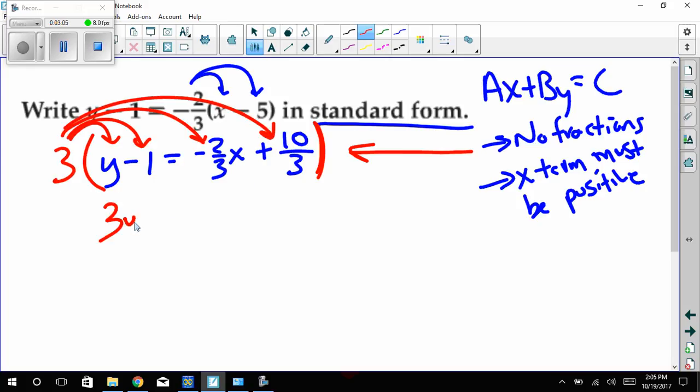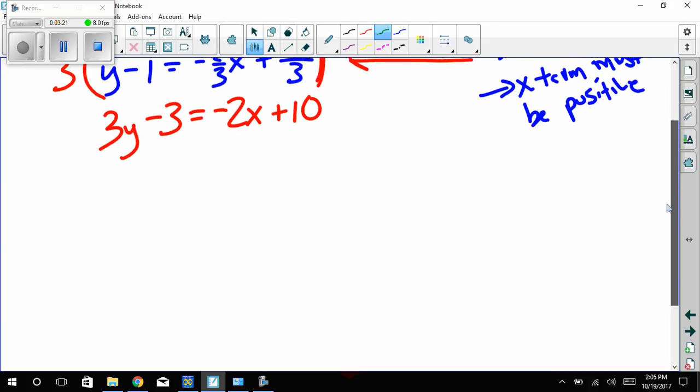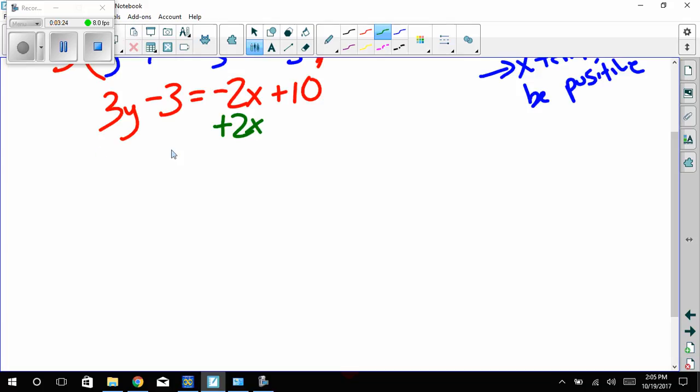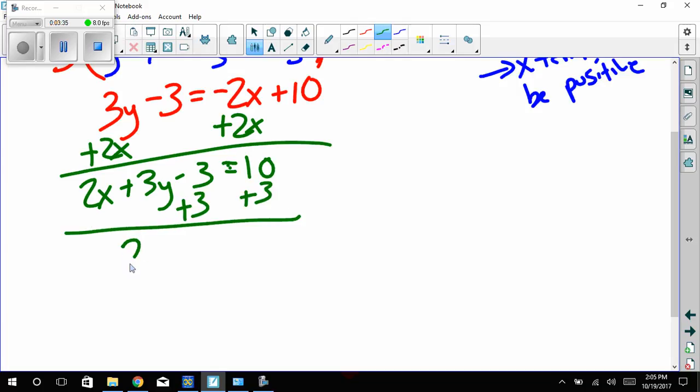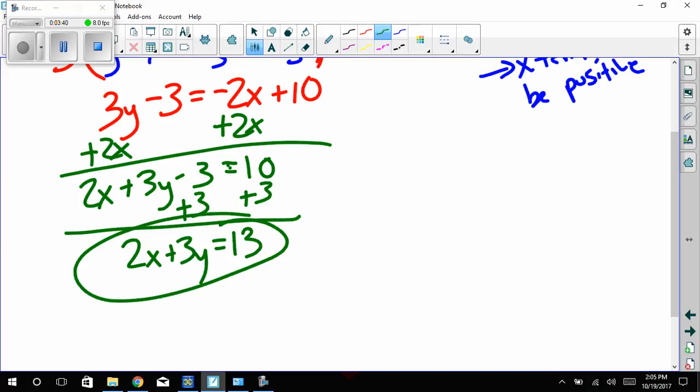So 3 times y is 3y. 3 times -1 is -3. 3 times -2/3 x is going to be -2x. And 3 times 10/3 is going to be 10. Now, I need to get x and y on the same side and the constant terms to the other side. So start by adding 2x, adding 2x. So I get 2x plus 3y minus 3 equals 10. And then got to move this constant term to the other side. So I get 2x plus 3y equals 13. And that is standard form because the x term is positive, there are no fractions, and we are ax plus by equals c.